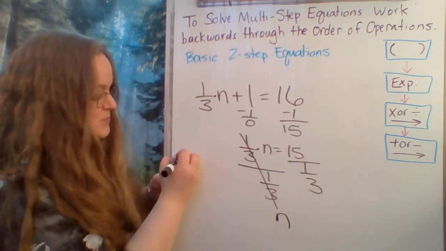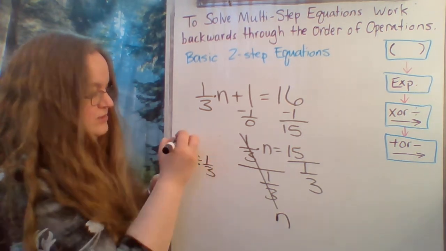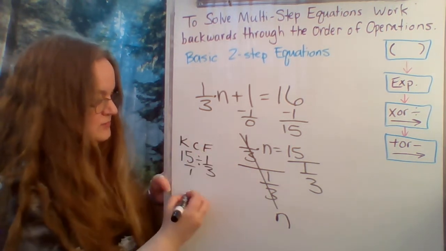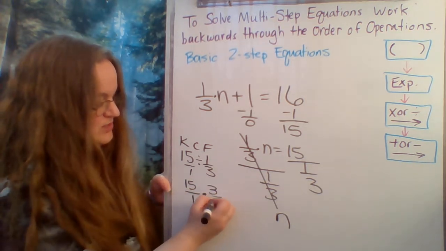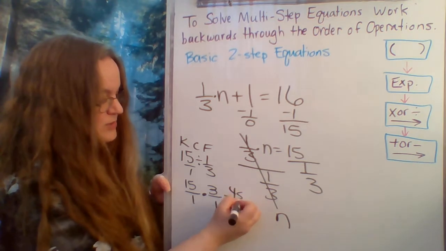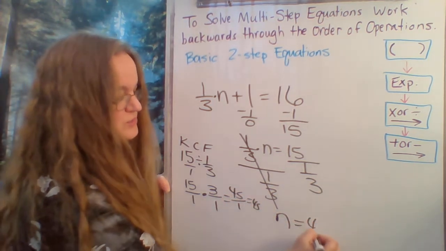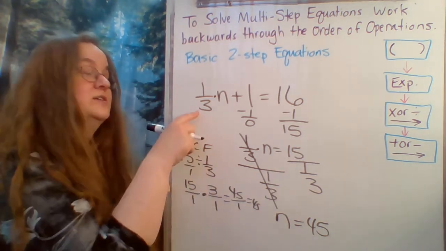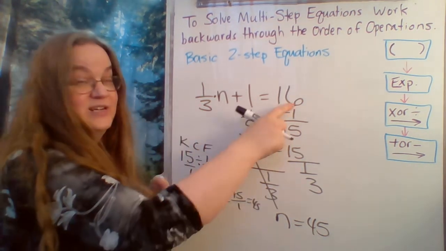So if I were doing this problem, 15 divided by 1/3, I would use my keep it, change it, flip it rule for fractions. So keep the first fraction, change it to multiplication, and flip the second. And I end up with 45. Okay, so n equals 45. And in fact, 1/3 times 45 is 15, plus 1 is 16.